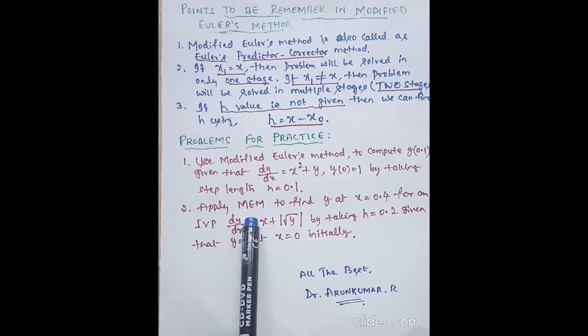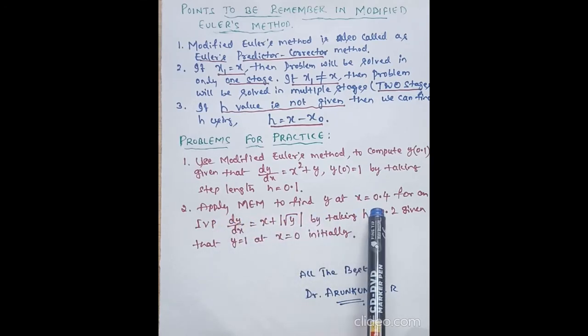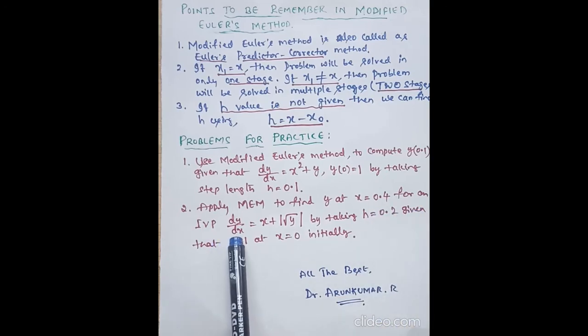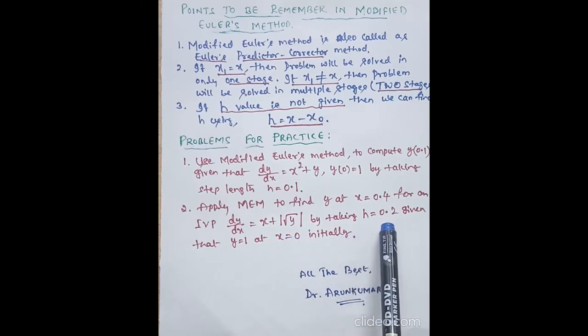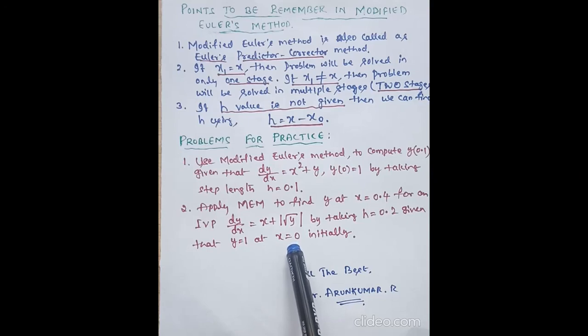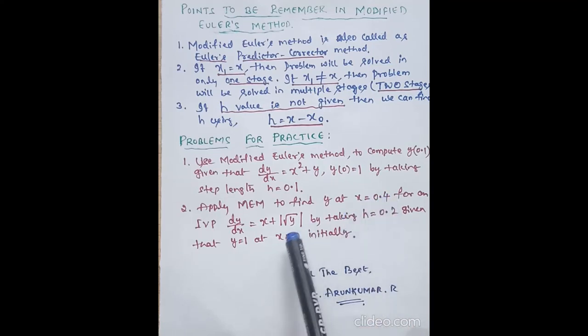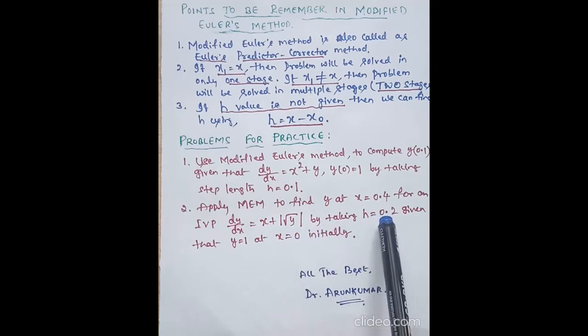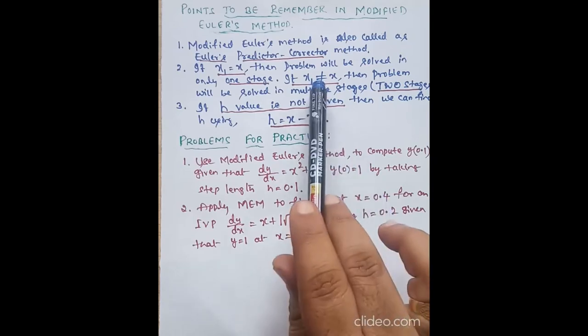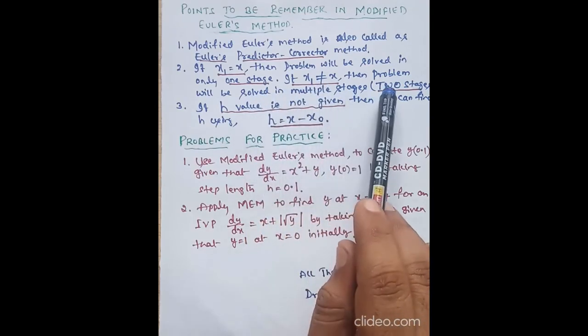Second problem, apply modified Euler's method to find y at x equal to 0.4 for an IVP dy by dx is equal to x plus modulus of root y by taking a step size h is 0.2 given that y is equal to 1 at x equals 0 initially. See here x naught is 0 and h is 0.2. So if I add these two, 0 plus 0.2, it is 0.2, but x is 0.4, so this is not equal. So x1 becomes x naught plus h, means 0 plus 0.2 is 0.2. So x1 is 0.2, but x is 0.4. So x1 is not equal to x. So if that is the case, the problem will be solved in two stages.